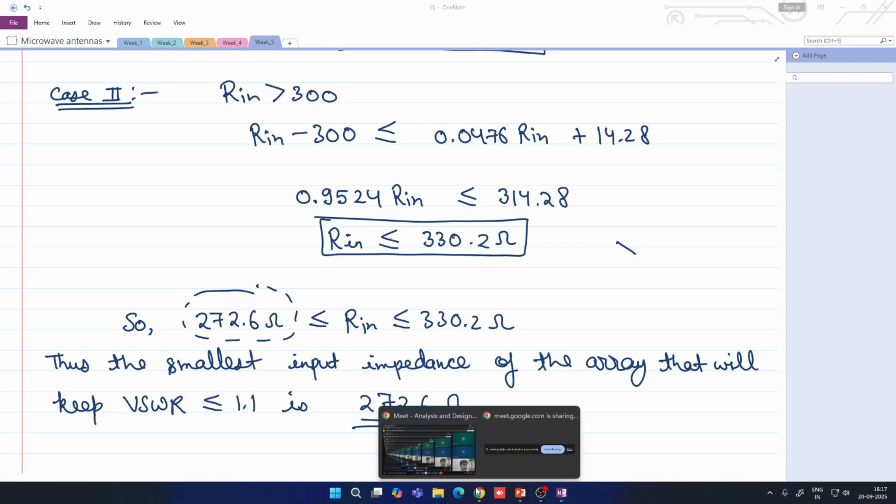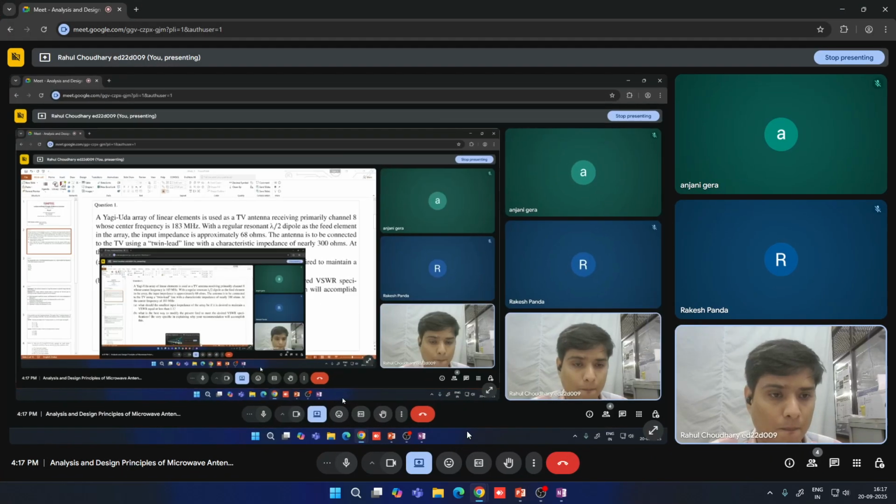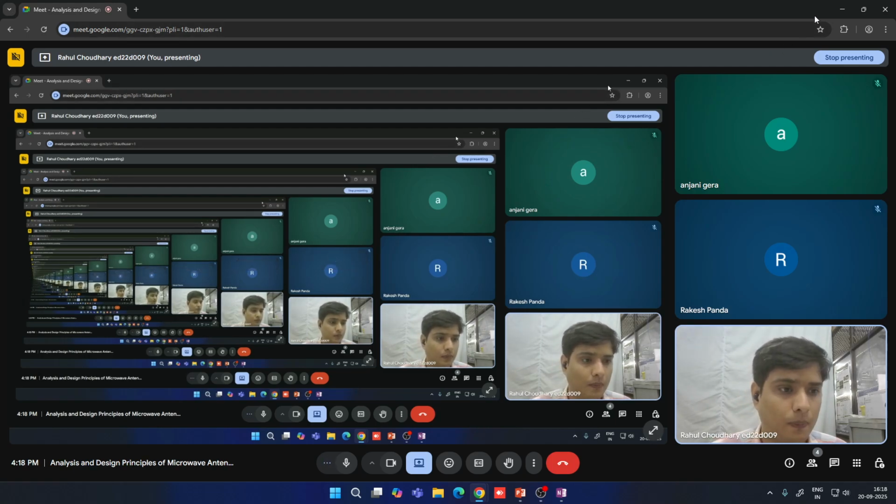So this is the solution for part A of question number 1. I hope this is clear. If you have any doubt in this, please let me know.